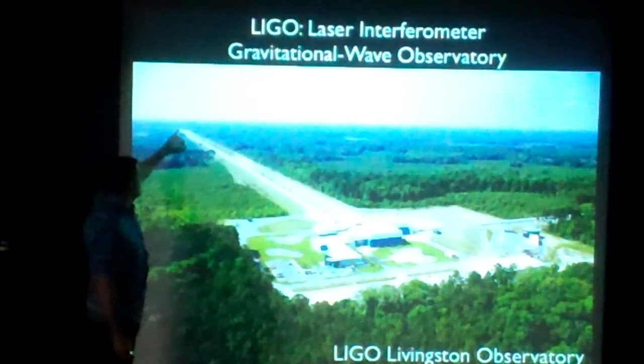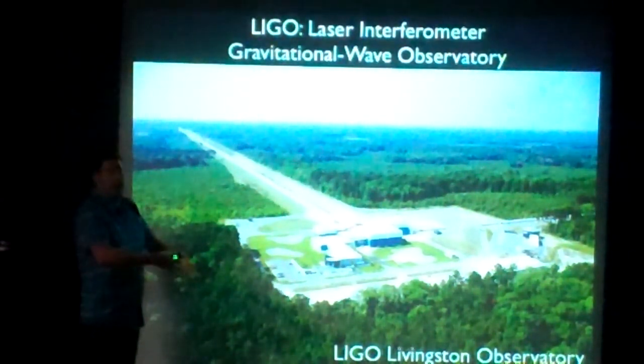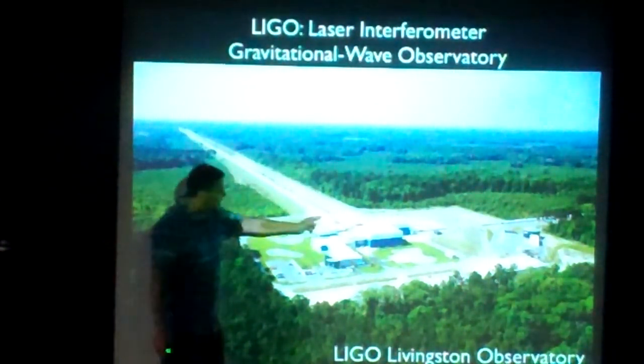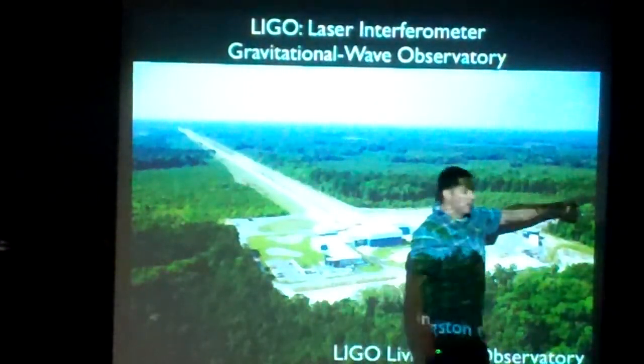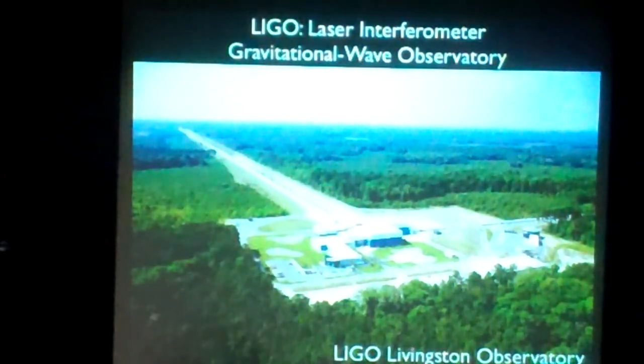Down here is the end station. It's 2.5 miles away, or 4 kilometers, and that's where the mirror hangs, the end mirror. So the light comes down here, bounces and comes back, and there's another one this way to make that Michelson interferometer. So why build it in Louisiana?